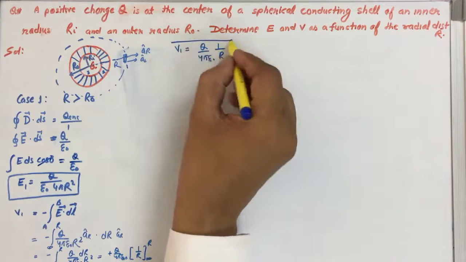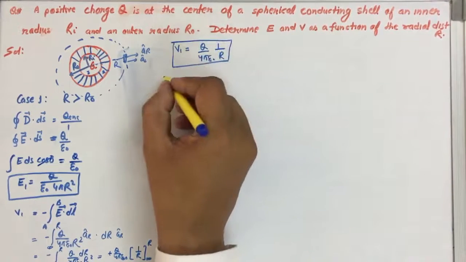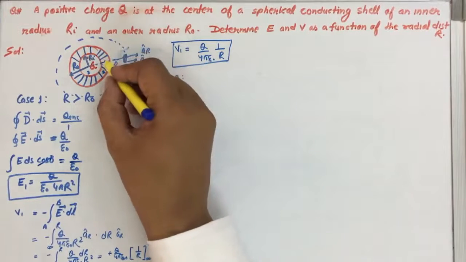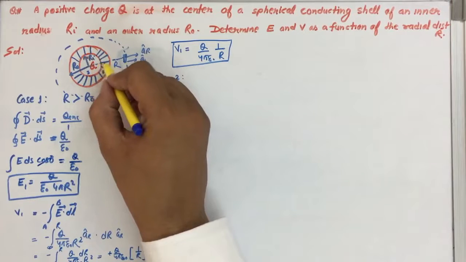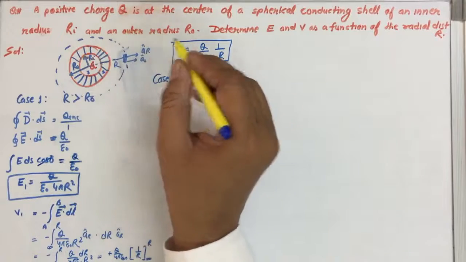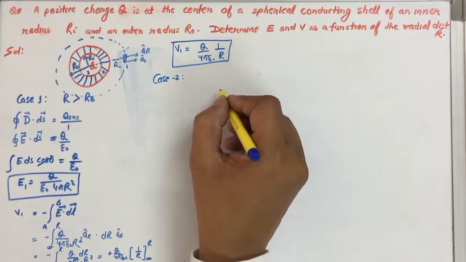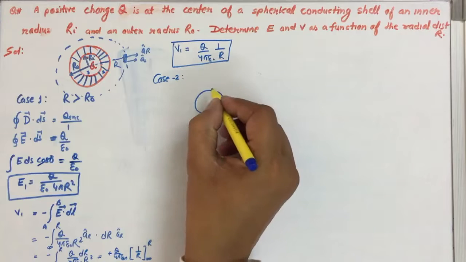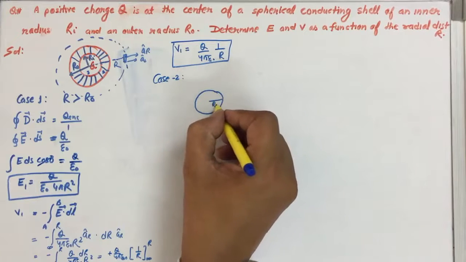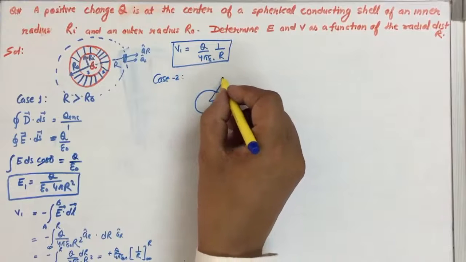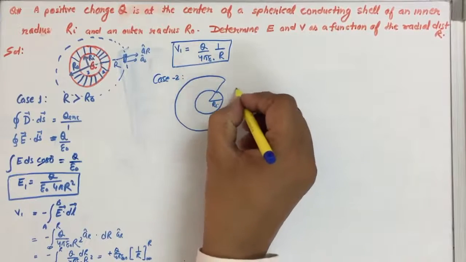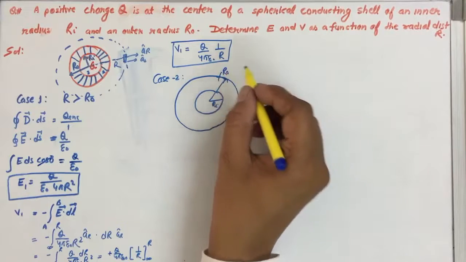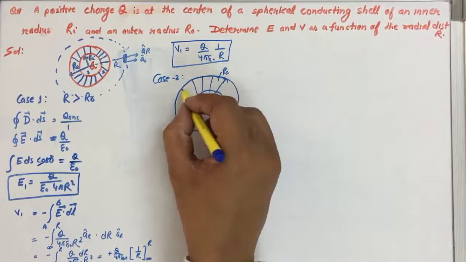Okay, now after this consider case 2, that is when the point of interest, the r, lies between the shell. In that case, redraw the figure. This is R inner and this is R outer. This is our shell.